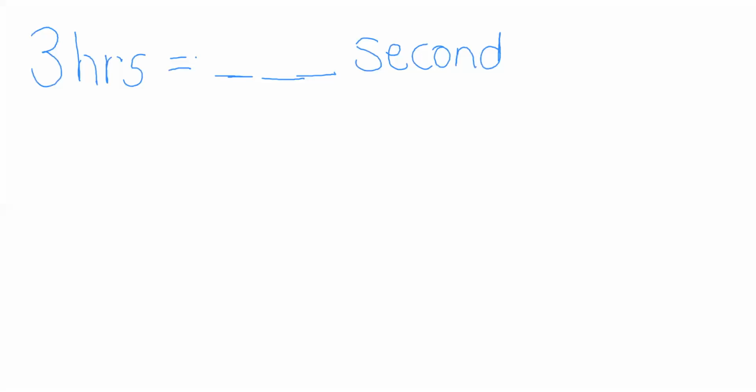Okay. So let's say we have 3 hours, and we want to convert that to seconds. All right, so what are our conversion factors? You need conversion factors. So we know that in every hour, we have 60 minutes. And we know that in every minute, we have 60 seconds.